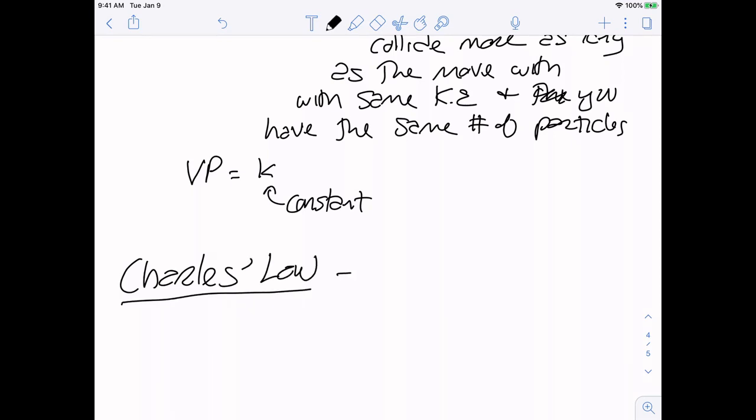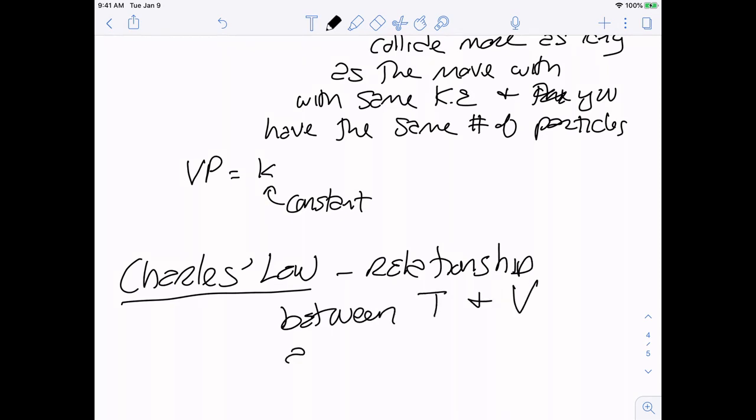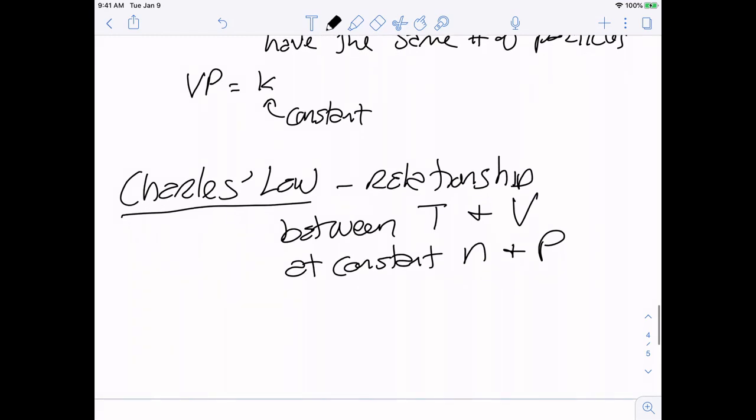And Charles' law is the relationship between temperature and volume, and we're keeping the number of moles constant, N for number of moles, and pressure. So we're keeping pressure and the number of moles constant. We're looking to see how volume changes as the temperature changes. So what is my relationship between temperature and volume at constant N and P?